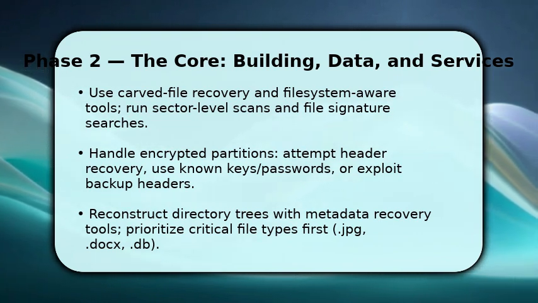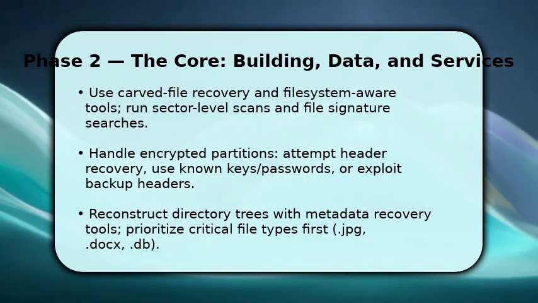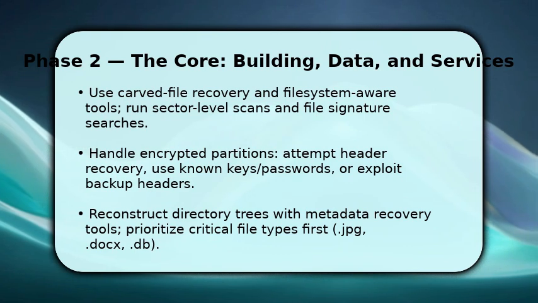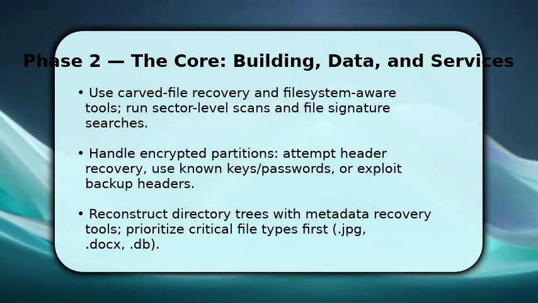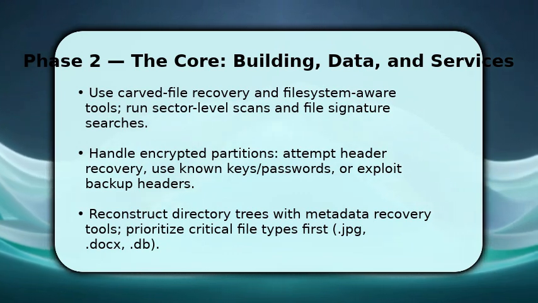Use prioritized rules to recover high-value file types first, then rebuild the directory tree from metadata fragments. Once partial files are restored, validate them and iterate. Adjust block size, signature sets, and scanning depth to maximize recovery.